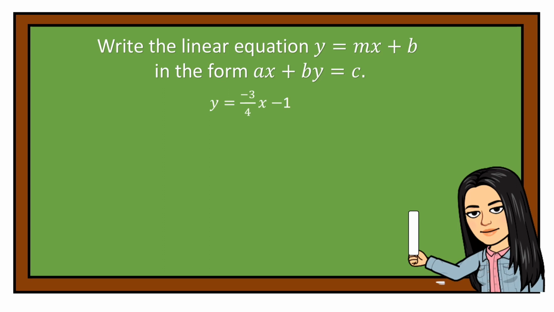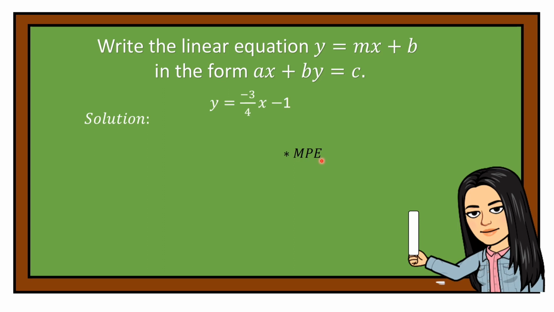Okay, next example. y equals negative 3 over 4x minus 1. So, this is also written in slope-intercept form. So, gagawin din natin siyang standard form. But as you can see, meron tayong fraction which is negative 3 over 4. So, para maalis natin yung fraction, we're going to use the multiplication property of equality.